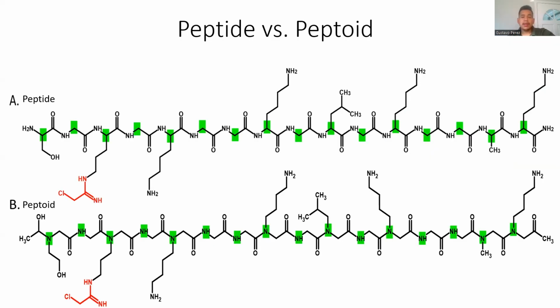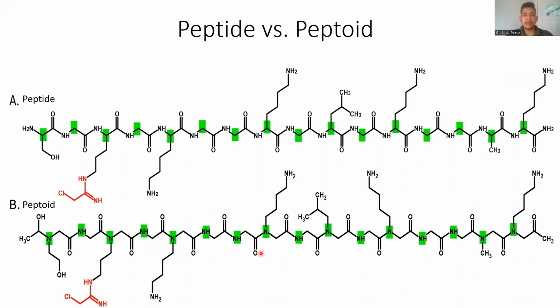The difference between peptide and peptoid is where the amino acid side chain is located. In peptides, it's attached onto the alpha carbon, whereas in peptoids, it's attached onto an amide backbone. And because of this, it decreases the likelihood of proteolysis in peptoids compared to peptides.